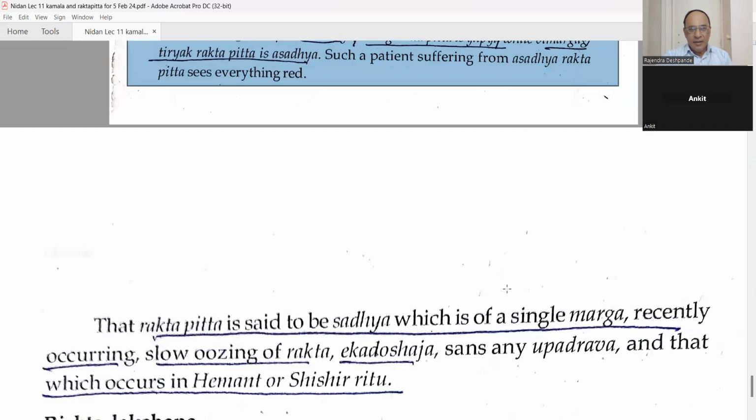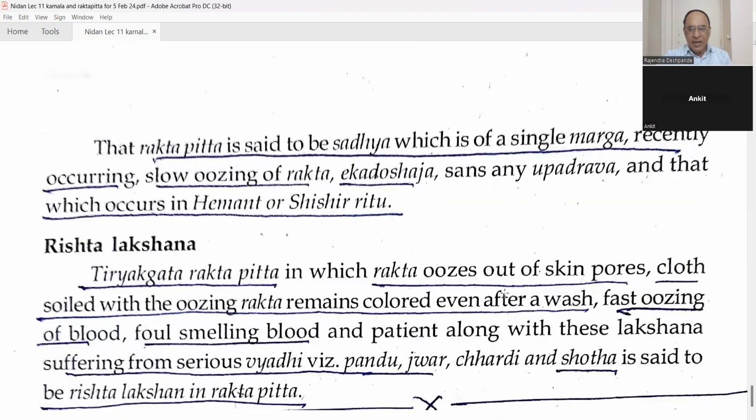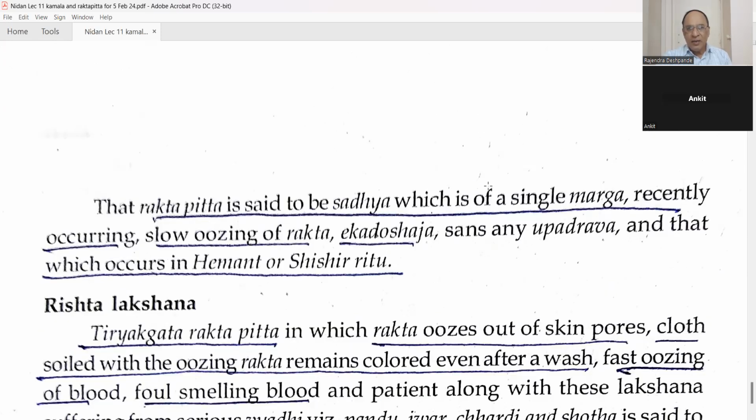I think we are nearly at the last point. Raktapitta is said to be sadhya when it is of single marga, recently occurring, with slow oozing of the Rakta, not too much bleeding. Then Ekadoshaja, only Vataja or Pittaja or Kaphaja. Then there should not be any Upadrava. It occurs in the Hemanta Rutu, which is cool, outside cool, December month, and Shishira Rutu, that is also cold. Whenever in the cold season you get bleeding, you understand it is very easy to cure.